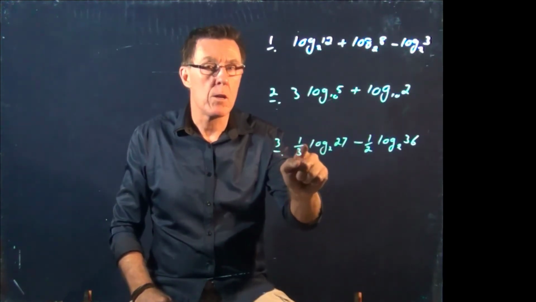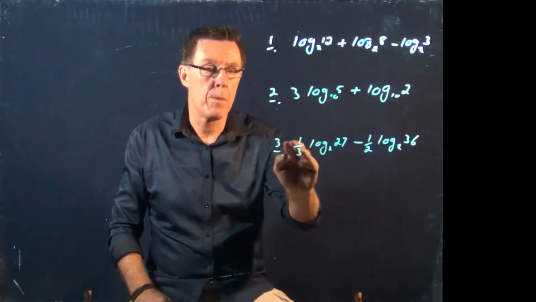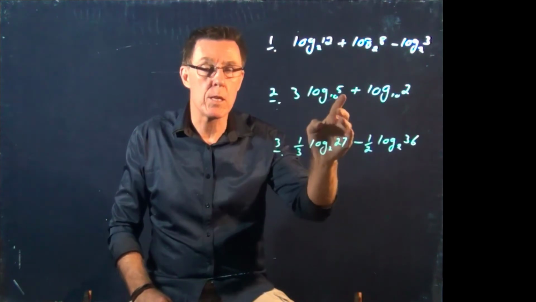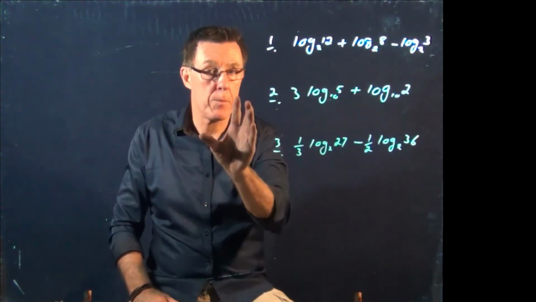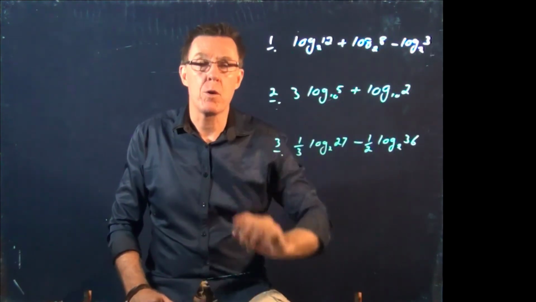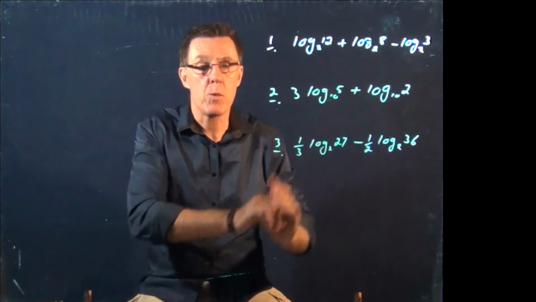So once again, your log law: this multiplier at the front, this 1/3 at the front. Remember, you can go up here using the power law of logarithms. Then you'll have 27 to the power of 1/3. That's something that you will remember from your index laws. Apply that, then apply your next obvious log law to the situation and see where you go.